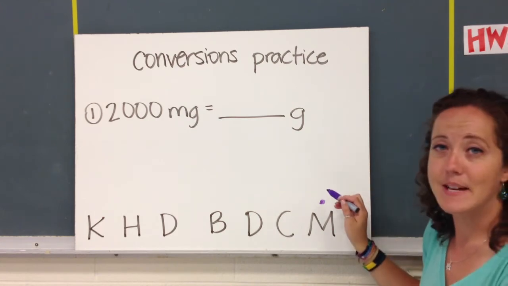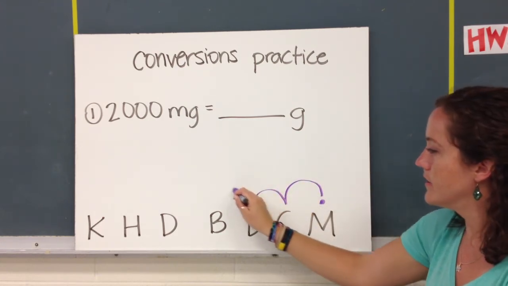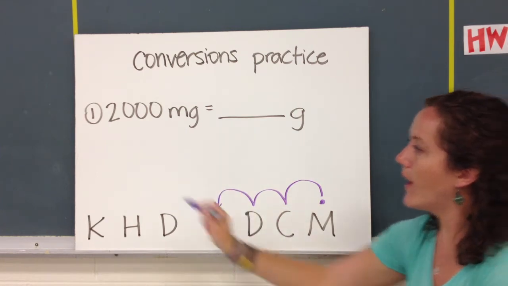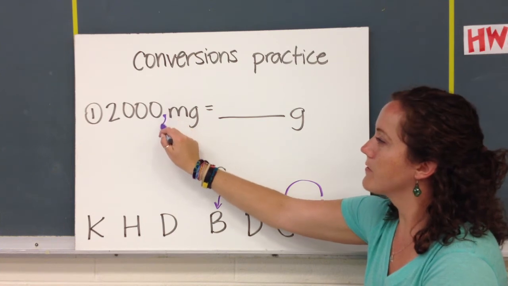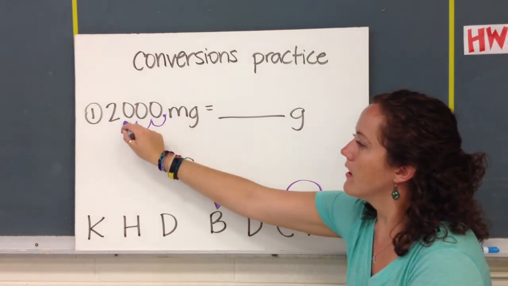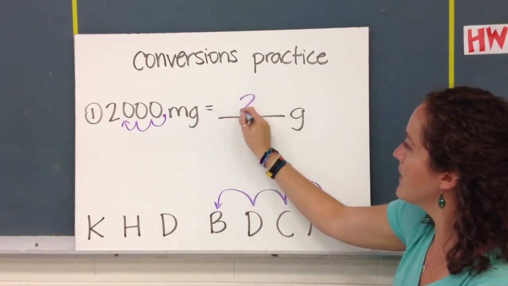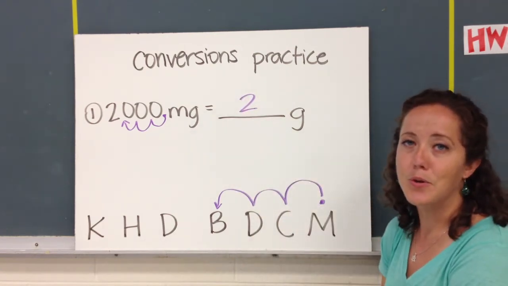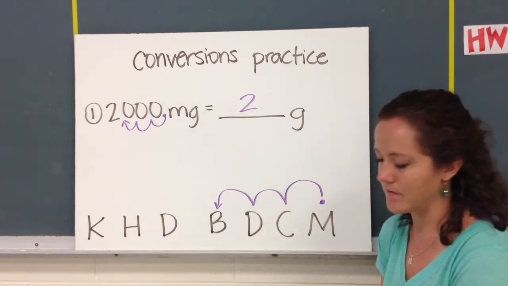So I'm going to count how many steps it takes to get there. 1, 2, 3. So I'm going to do the same thing with the decimal at the end of this number and move it back 3 steps. And that's now where the decimal should go. So 2,000 milligrams is the same thing as 2 grams. You don't really need to include all the extra stuff behind it, because it's just a bunch of zeros.